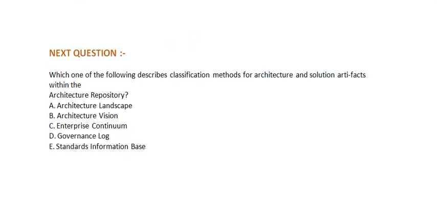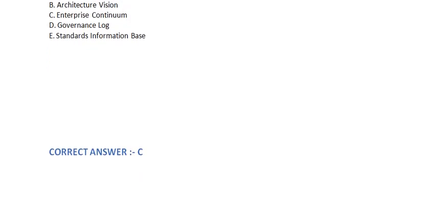Today's questions are, which one of the following describes classification methods for architecture and solution artifacts within the architecture repository? Option A, architecture landscape. Option B, architecture vision. Option C, enterprise continuum. Option D, governance log. And option E, standards information base. The correct answer is option C.